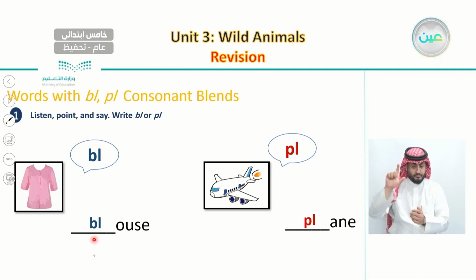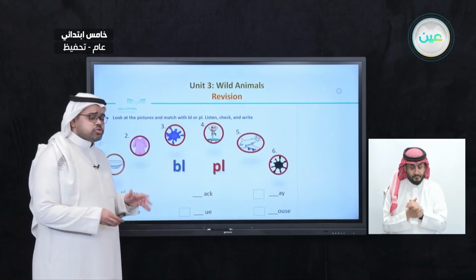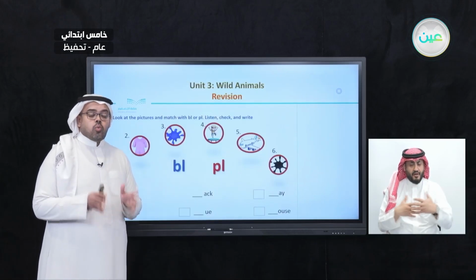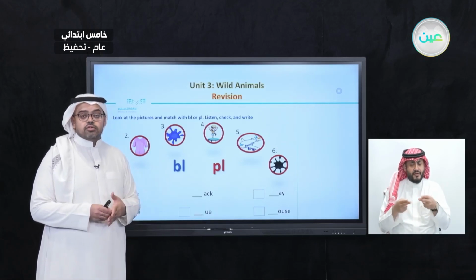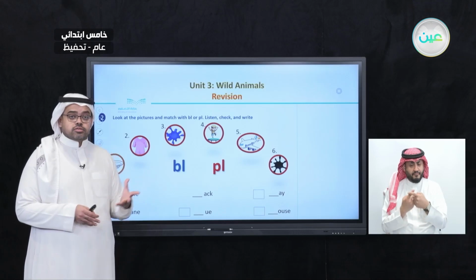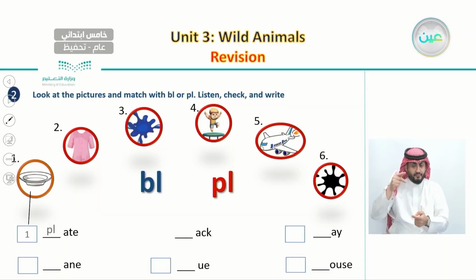Blouse. Say with me, blouse. And the second sound is PL, that can be heard in the word plain. Plain. Say with me, plain. Very well. Not only this, but we also did an interesting exercise where we learned different words that start with these two different letters. Words that start with BL or PL.